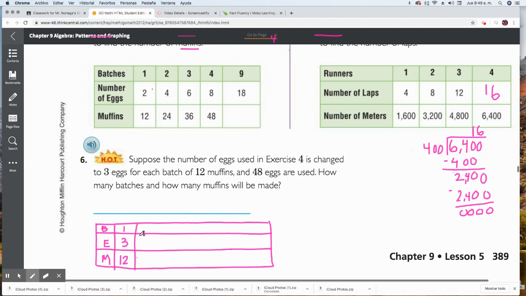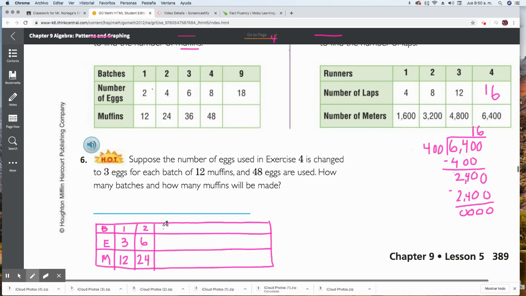Then on the second batch, we're going to add 3 plus 3. Sorry, 3 plus 3 equals 6. And then we need to think, what do I do to this number 3 to get 12? I need to multiply it because the rule says to multiply. So 3 times 4 equals 12. What's 6 times 4? 6 times 4 is 24.